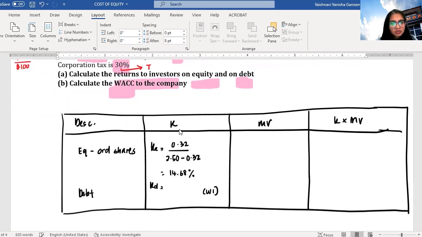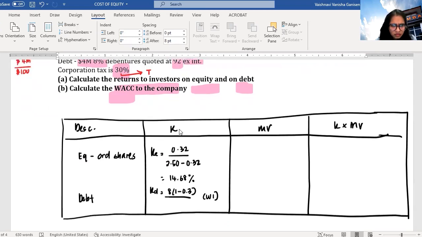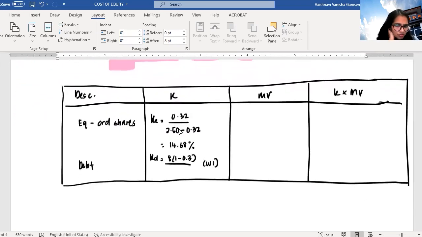So KD equals 8 times (1 minus 0.3) over 92. So your KD equals 6.1%.